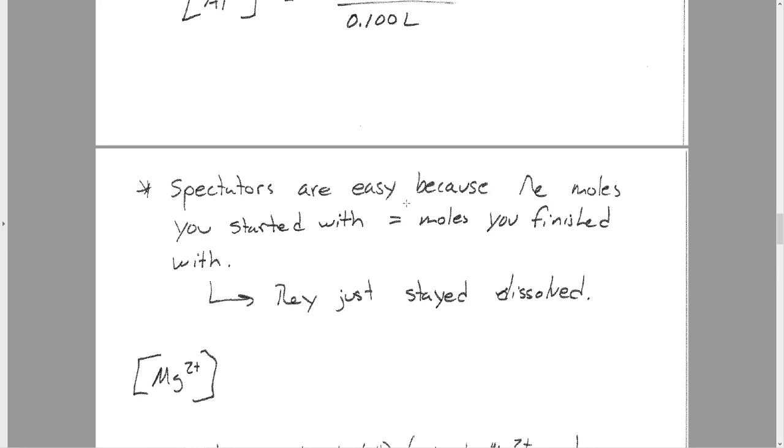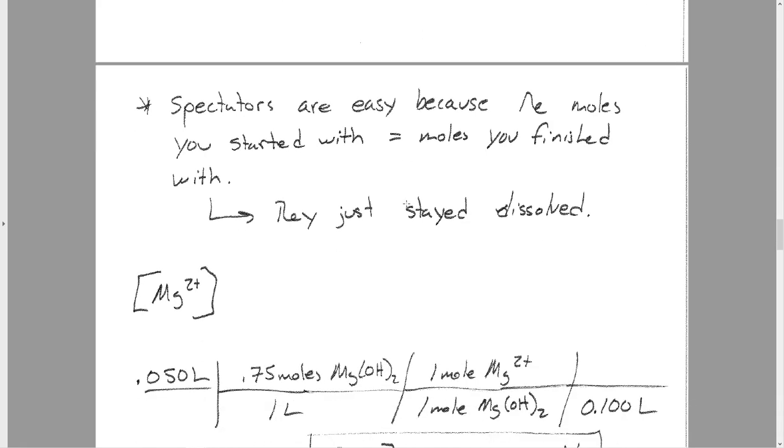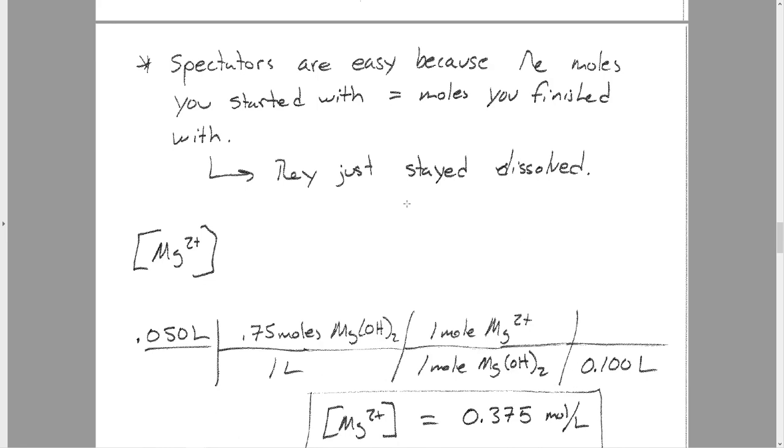And the same thing with the nitrate. None of the nitrate precipitated out. So all the nitrate you started with is equal to the amount of nitrate you finished with, okay? So all you need to do is figure out how many moles of magnesium you started with, and then divide by the volume, because the amount of magnesium you started with is the amount of magnesium you finished with, right?